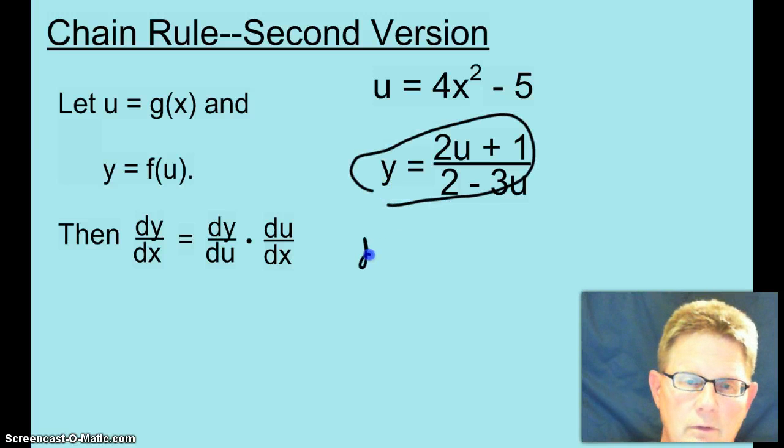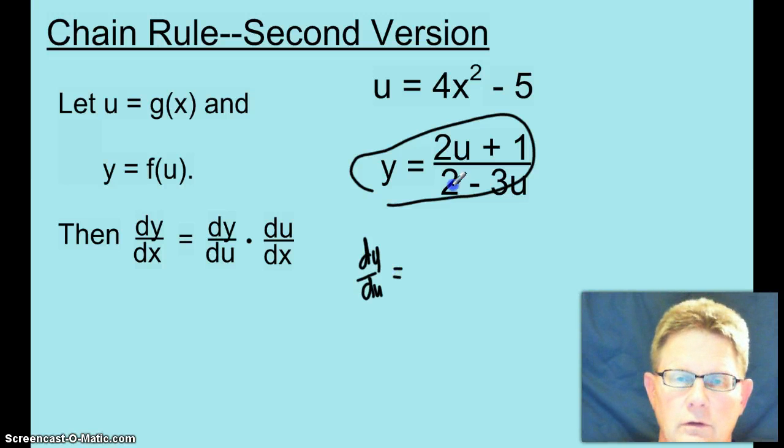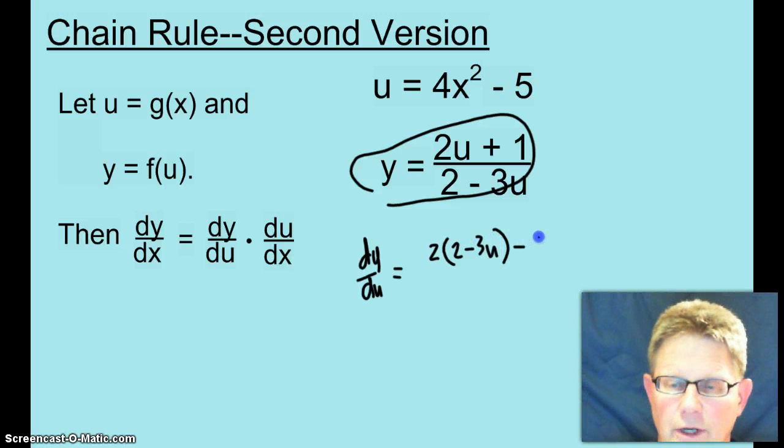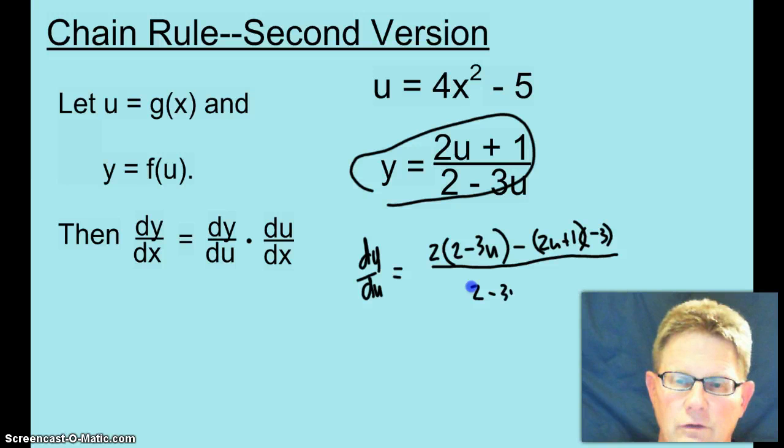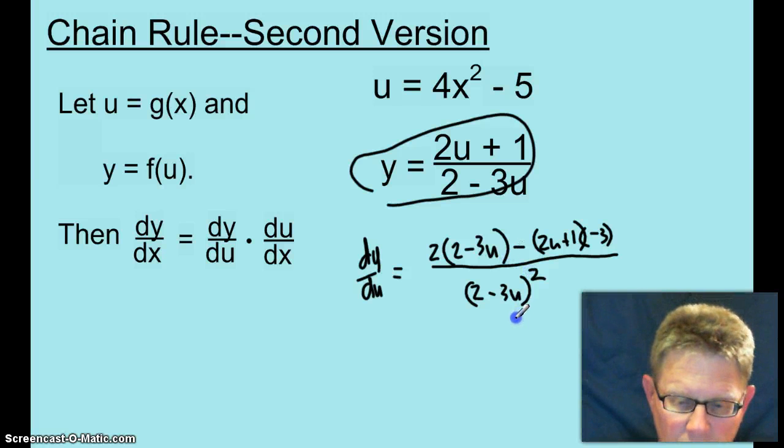Okay, dy/du equals the derivative of the numerator, 2, times the denominator, minus the numerator times the derivative of the denominator, negative 3, all over 2 minus 3u quantity squared. Okay, that's what dy/du is.